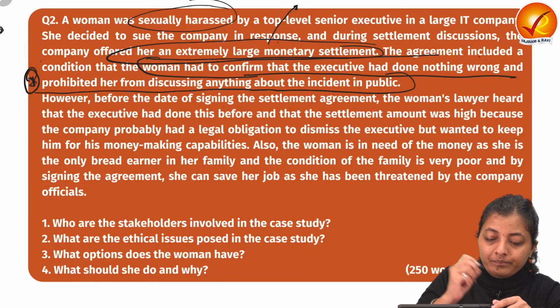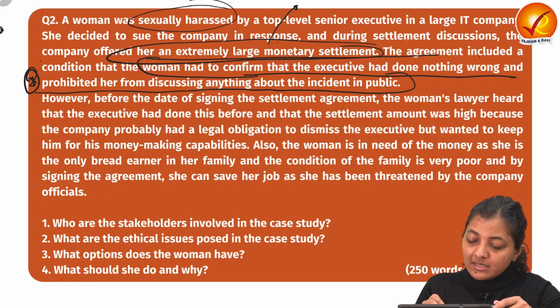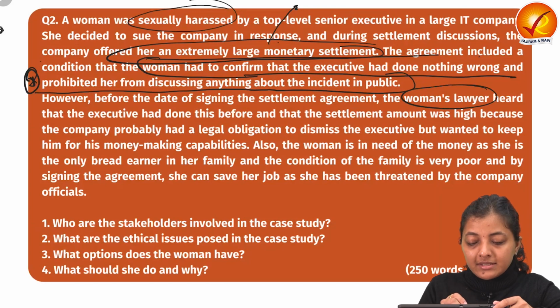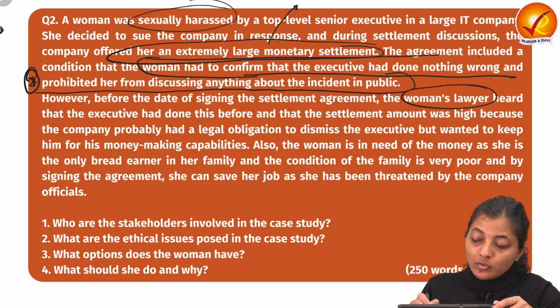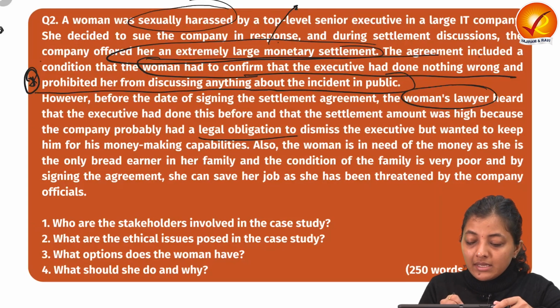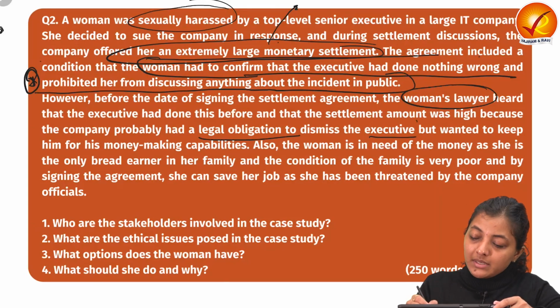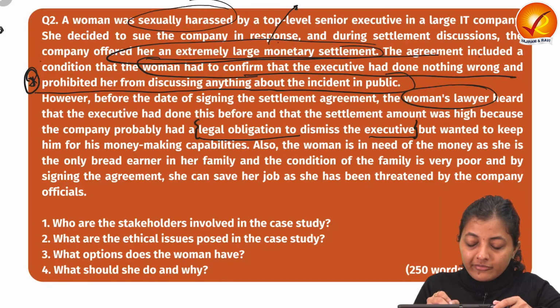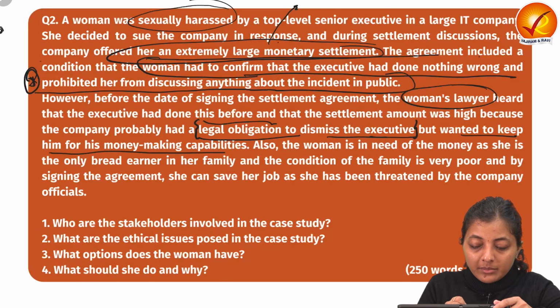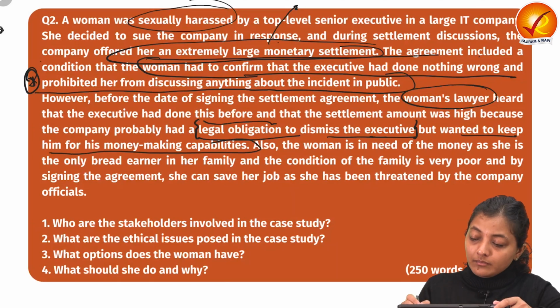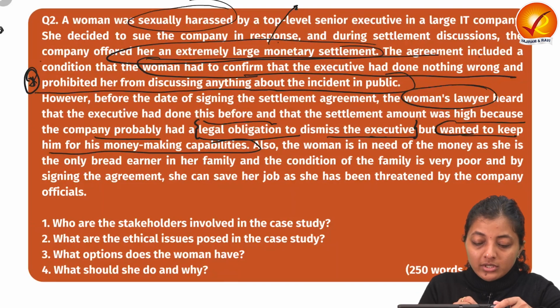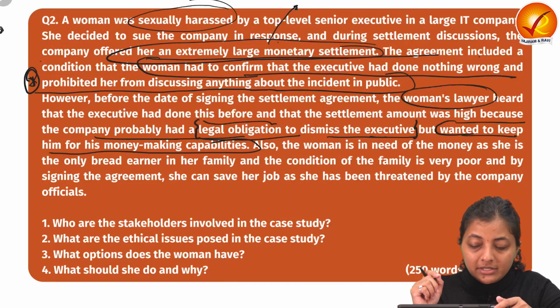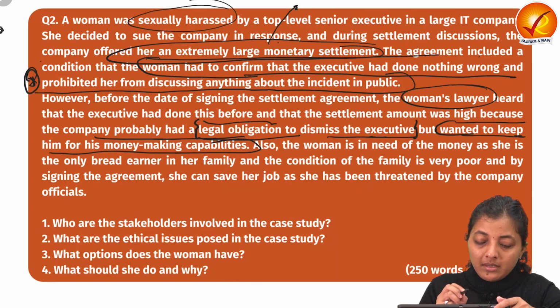prohibited her from discussing anything about the incident in public. However, before the date of signing the settlement agreement, the woman's lawyer heard that the executive had done this before as well, and that the settlement amount was high because the company probably had a legal obligation to dismiss the executive. It means if some colleague is accused or convicted of sexual harassment, the company has to dismiss the executive, but wanted to keep him for his money-making capabilities. Because that executive is crucial for making money for that particular institution, they are keeping him.